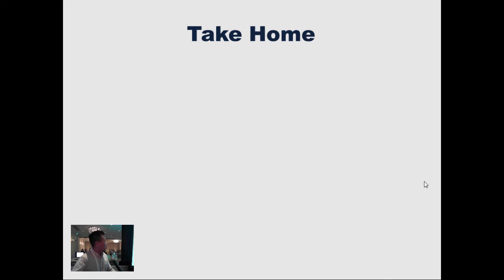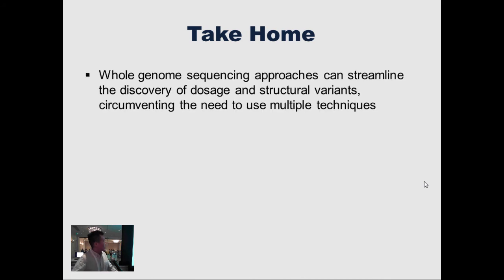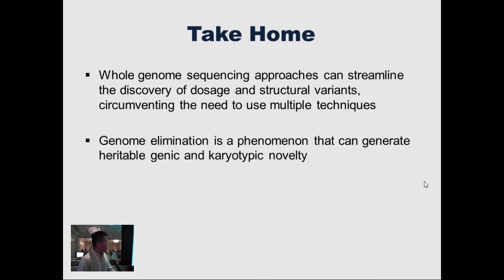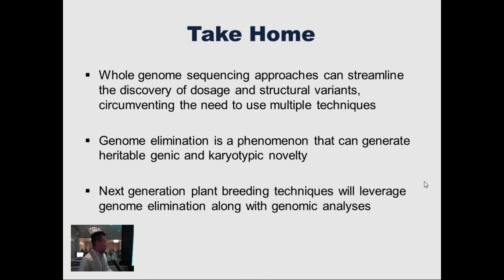So just a quick rundown of what I've told you today, that sequencing can be really useful when you're first working on something, a plant, and you have a draft genome. It's really nice to be able to see what you have. You don't have to use multiple techniques if you just use this method. And genome elimination can create heritable genic and karyotypic novelty that we can use. And lastly, I think that we should be able to leverage these techniques to then, in the future, combine it with careful genomic analysis and hopefully be useful for plant breeding.